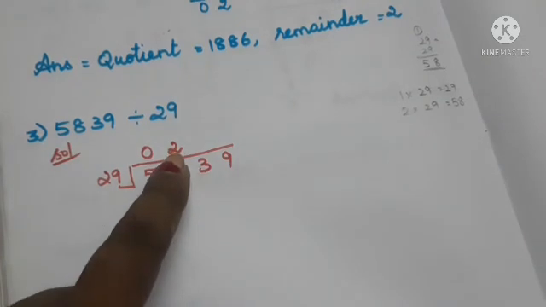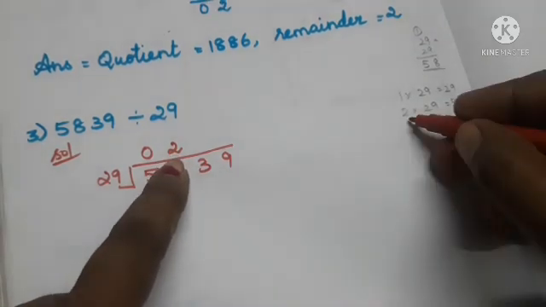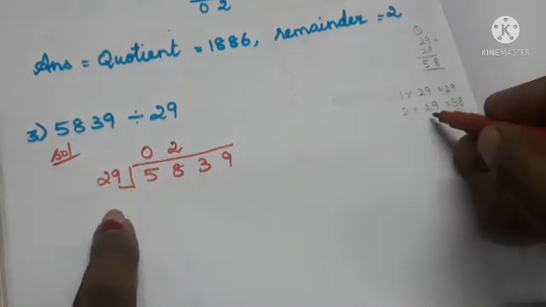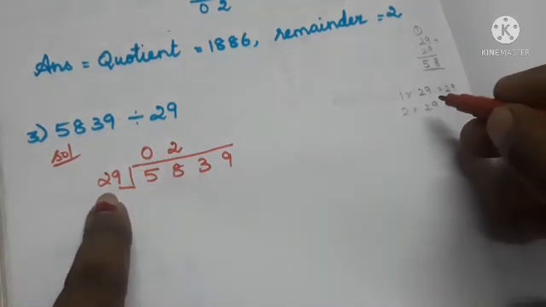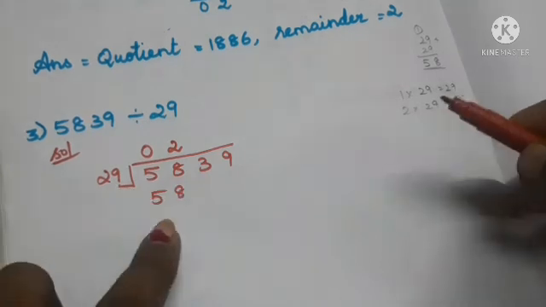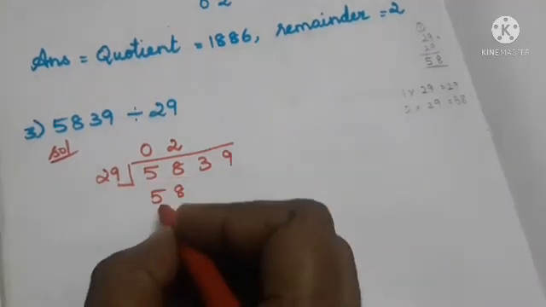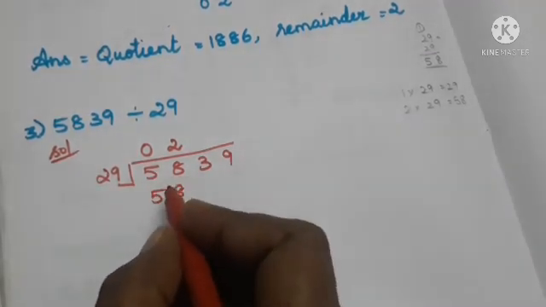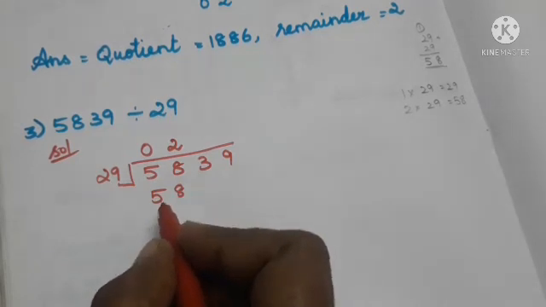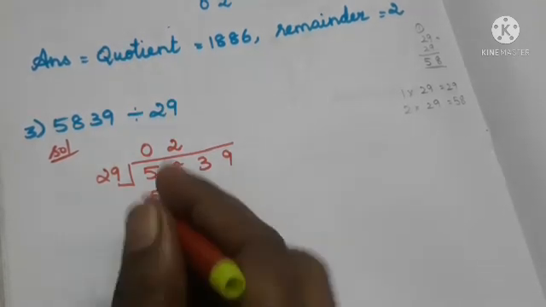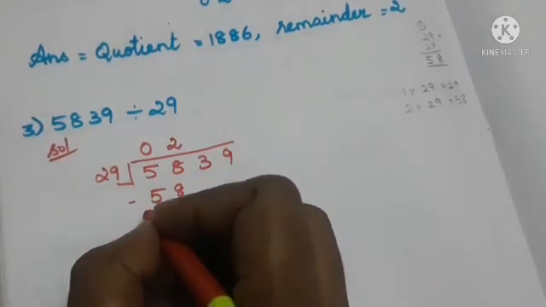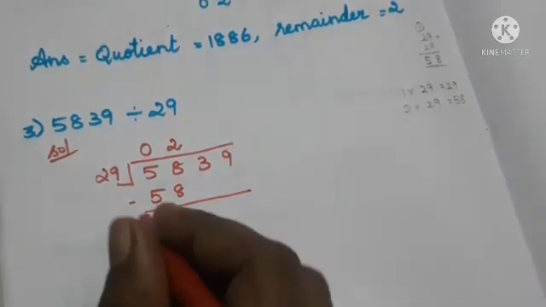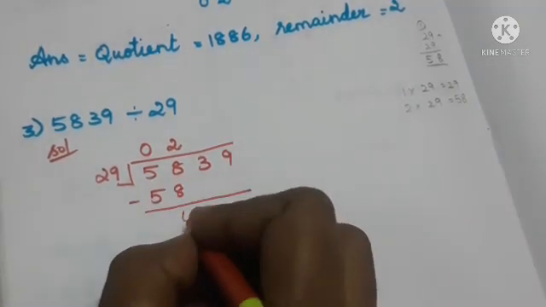So this is the hundreds place value of the quotient. There we want to write the 2, and 29 is the divisor. We want to write the 58 down below the 58. Next we have to subtract. So 58 minus 58 is what? 0. Okay, we got 0.